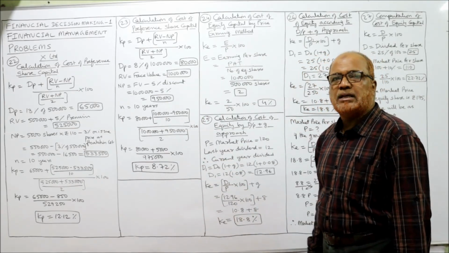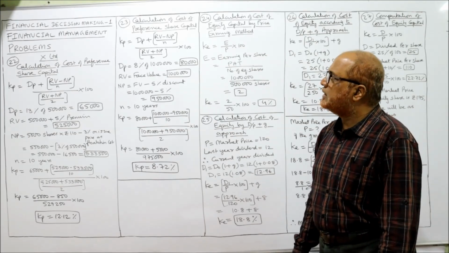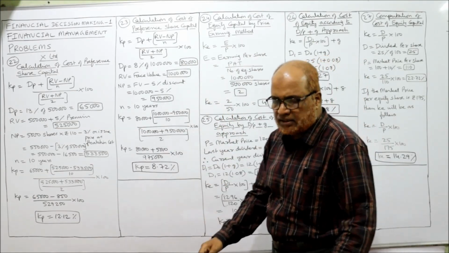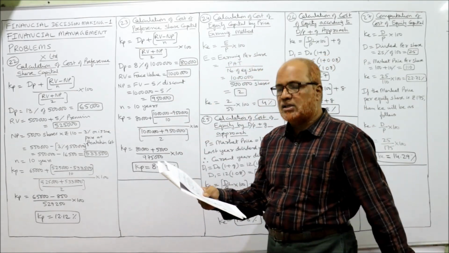Now problem number 23. See carefully. Calculation of cost of preference share capital. In the 23rd problem, first of all, we'll see what the contents of the problem are.